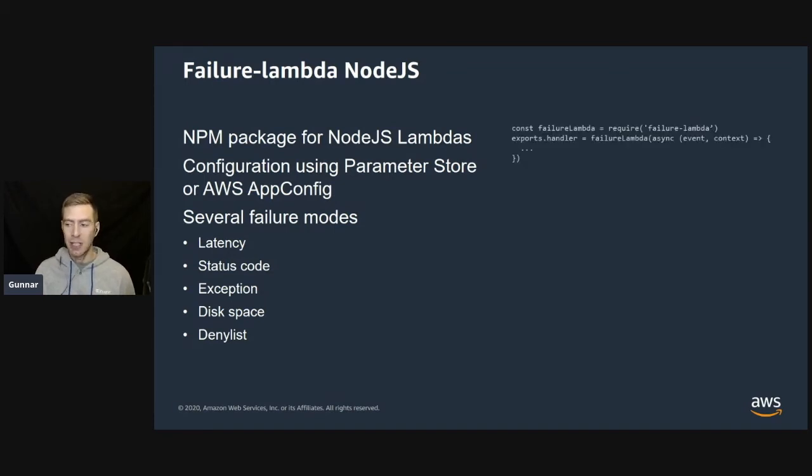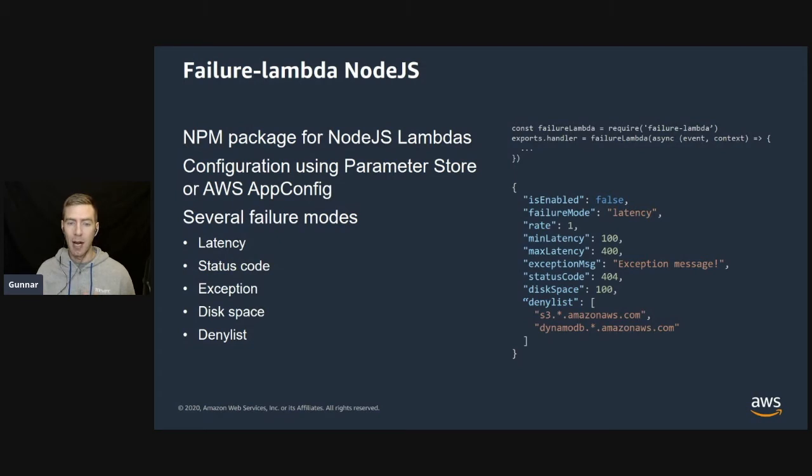And it's fairly easy to get started with. We wrap our Lambda handler with it, and then we're good to go to use it. And then we set up the configuration for it, which is done through basic JSON syntax and, as I said, stored in Parameter Store or by using AWS AppConfig.